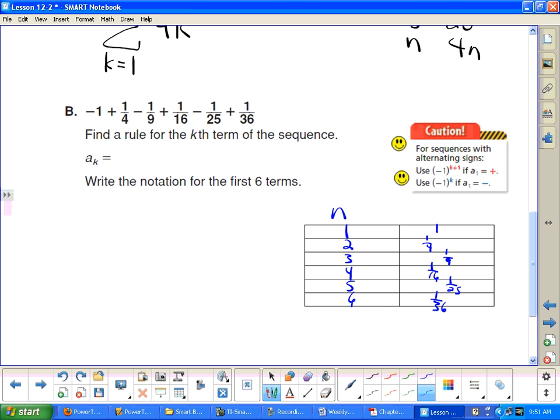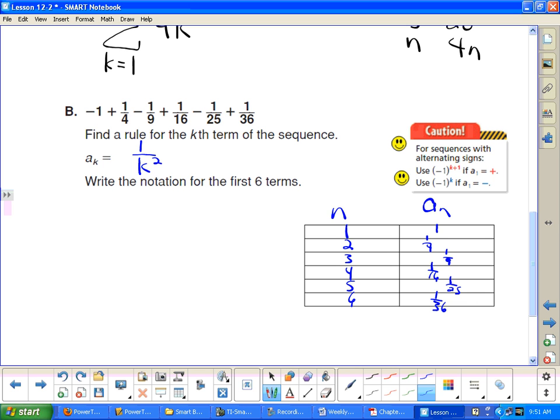Now, all of these have a denominator, don't they? All except for the first one. Does the first one have a denominator? It's 1, isn't it? So what's the relationship between these numbers in the n's and these numbers over here for a sub n? It's 1 over what? 1 over k squared. This is 6 squared, 5 squared, 4 squared, 3 squared, 2 squared, and 1 squared. So my rule here would be 1 over k squared.